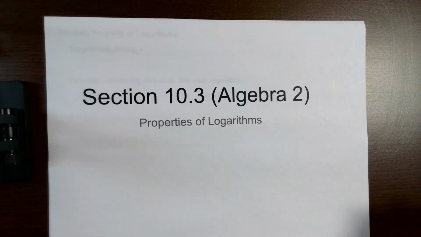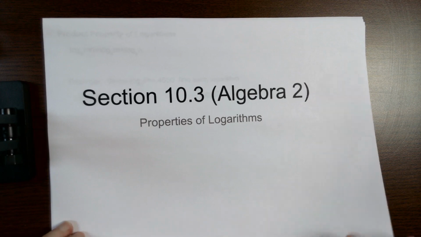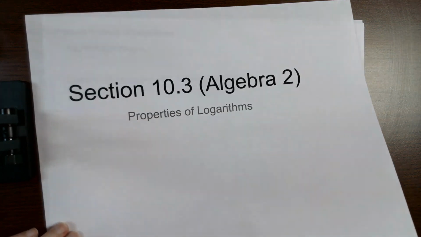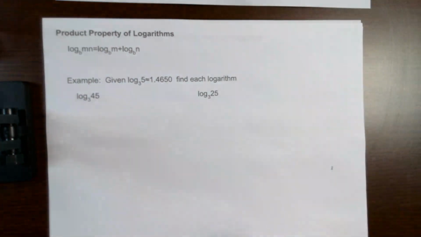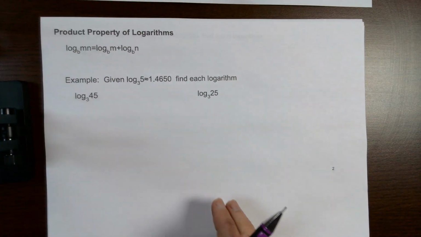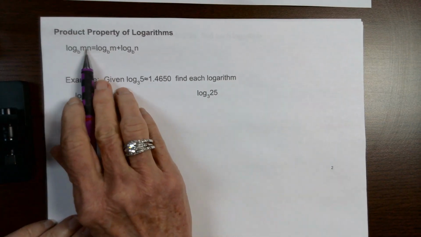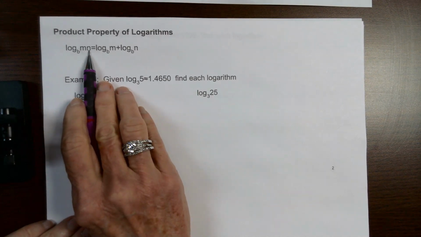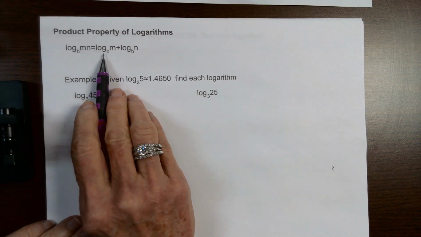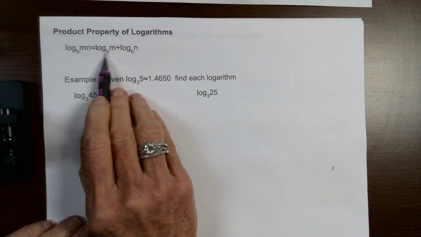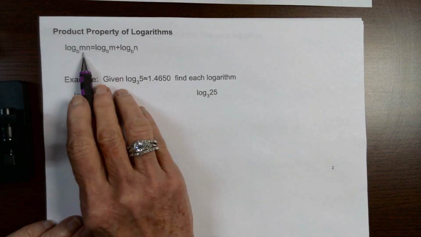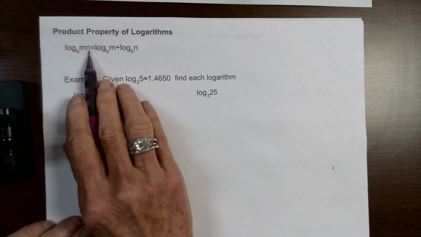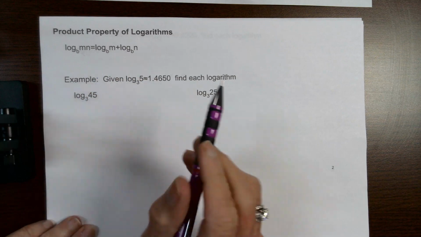Section 10.3 has to do with properties of a logarithm. Another way of putting this is the math that you can do on the logarithm. The product property of logarithms is what you use when you have two things that are multiplied, like m and n. You can write them as two separate logarithms: the log base b of m plus the log base b of n. So in other words, when you have two things that are multiplied with logarithms, you do an addition.